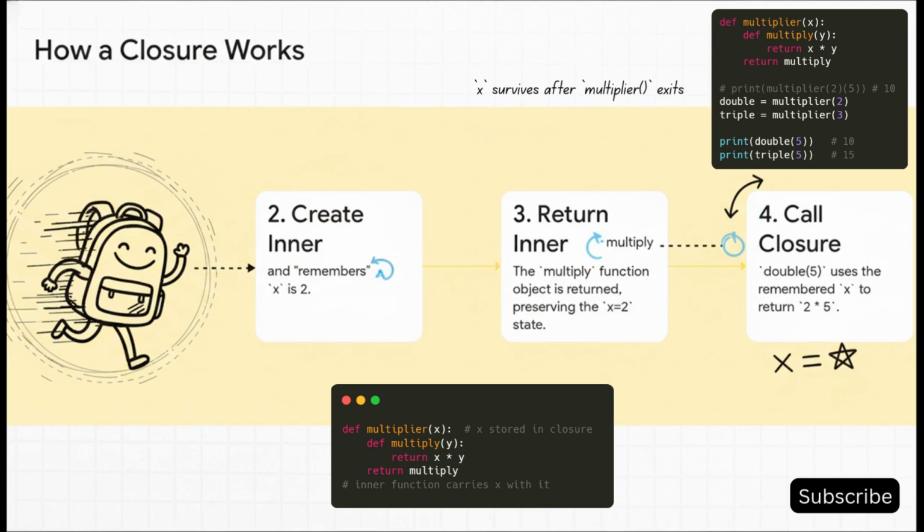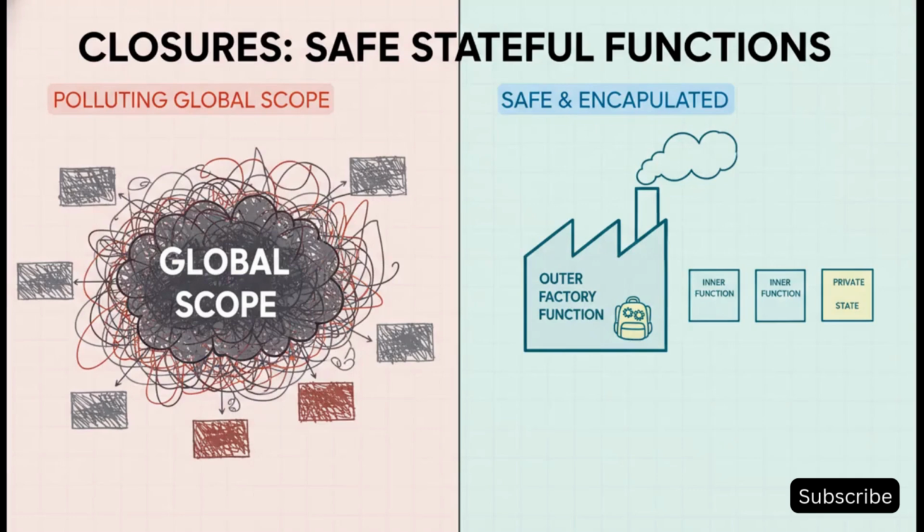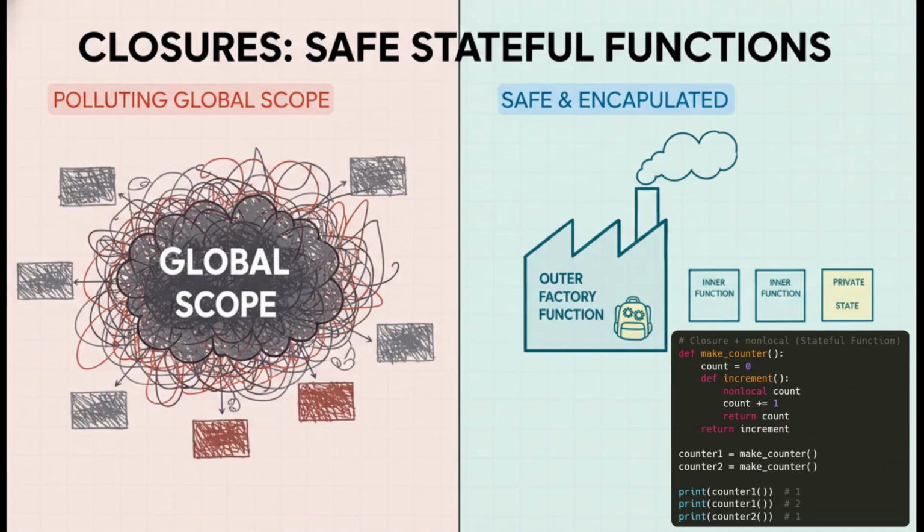And that inner function, it carries a backpack, so to speak, and inside that backpack is the variable x from its original home. That state is preserved, locked right inside the closure. And when you put closures and the nonlocal keyword together, you can create these incredibly useful stateful functions that don't mess up the global scope at all.